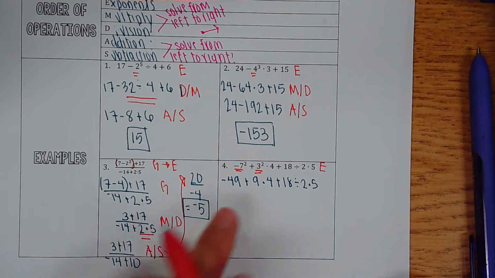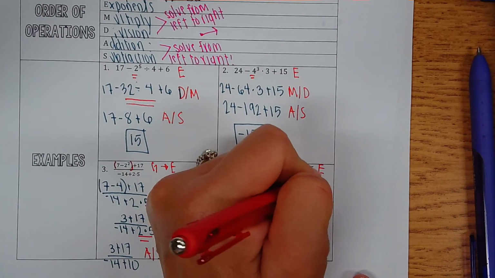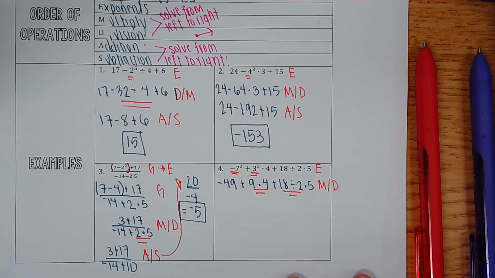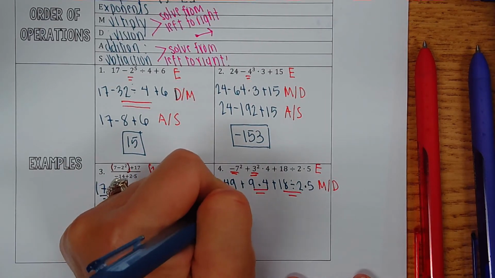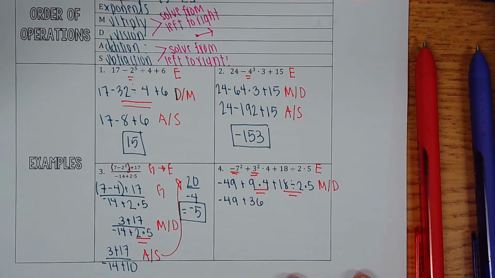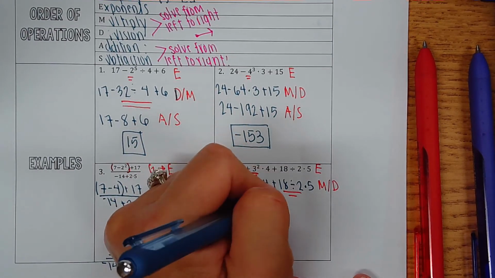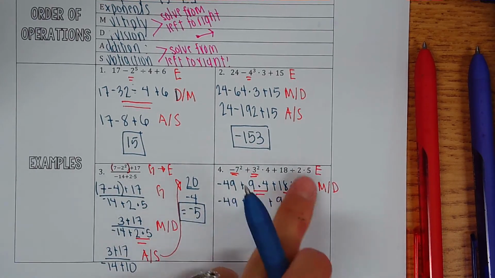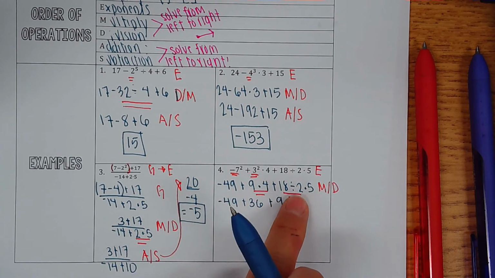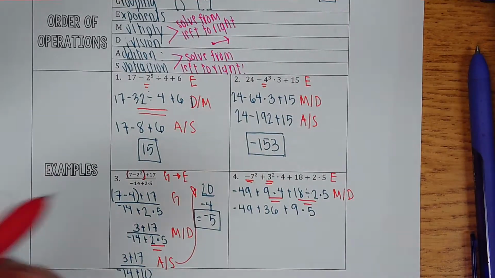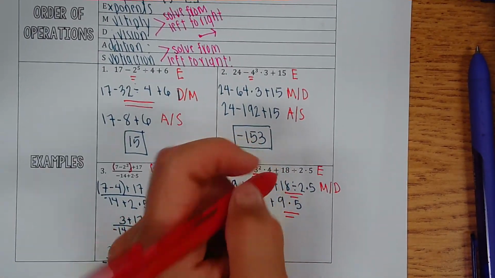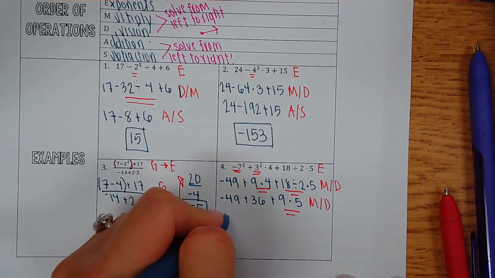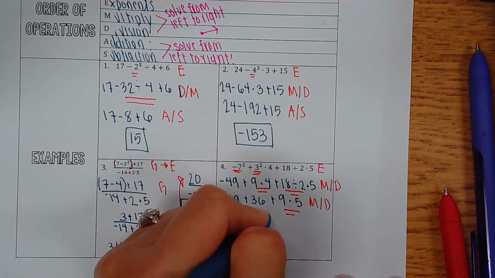All right. And then I'm going to do what comes next, my multiplication and division. So here's some multiplication, here's some division. I'm going to simplify those two things. Negative 49 plus 36 plus 9 times 5. All right, remember here, this was a tricky one. I had to work left to right, so I had to divide first, and now I can multiply. So now I'm going to multiply. Okay, so negative 49 plus 36 plus 45.